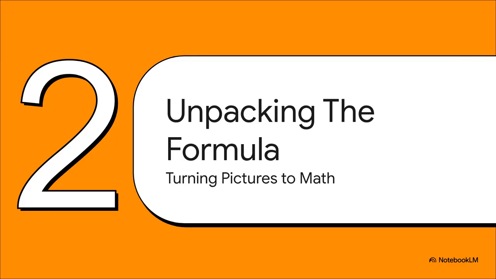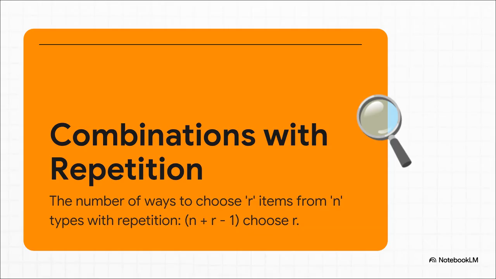Now, this visual trick is fantastic, but how do we turn it into an actual calculation? Let's unpack the formula that does all the heavy lifting for us. This is a classic problem in math called combinations with repetition. The formula looks like this: n plus r minus 1, choose r. Here, n is the number of types you can choose from, so for us, that's our 6 sodas. And r is the number of items you're actually choosing, our 15 sodas. That choose part is just a math function that tells us how many ways we can pick a certain number of items from a bigger set.